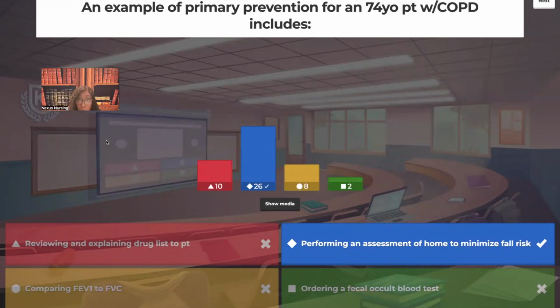We want to make sure it doesn't happen. So we're going to do education. We're going to give vaccines. We're going to assess for risk to make sure it does not happen. That is primary prevention. Secondary prevention, we think they have it, they may possibly have it, and we want to test to see how bad it is.